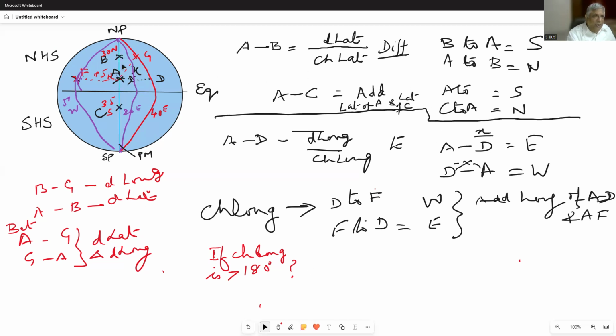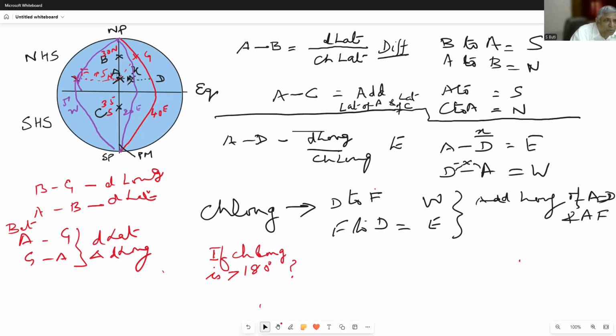Remembering the summary: both places in the same hemisphere, find out the difference, and places in different hemispheres, add them up. And that will be your change of latitude or the change of longitude. Now, maximum change of latitude can be 180 degrees, that is from the North Pole to the South Pole. North to South Pole, dlat will be south. South Pole to North Pole, dlat will be north.